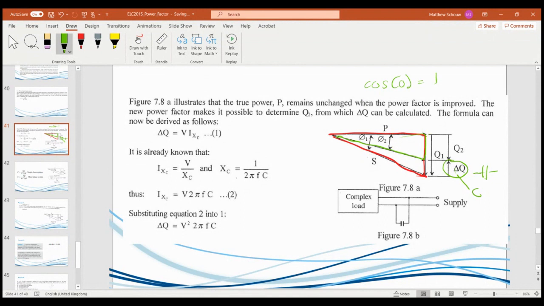So we initiate 0.7. Imagine this is alpha 1, this is 0.7. Alpha 1 is 0.7. So the angle for 0.7 is 45.57. And if we increase it to 0.85, it becomes 31.79. So can we see that the angle becomes smaller? Does it make sense to everyone? You guys understand what this triangle is trying to explain basically?